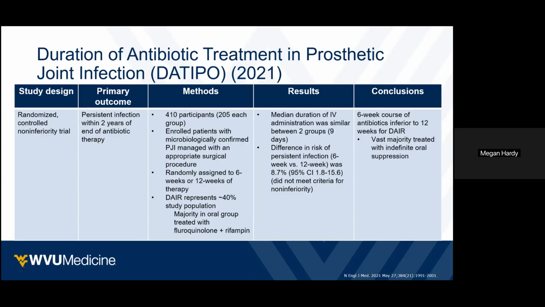And the difference in risk of persistent infection, 6 versus 12 weeks, was 8.7%. So this did not meet the criteria for non-inferiority. So essentially, the study concluded that a 6-week course of antibiotics was inferior to 12 weeks for DARE. Vast majority treated with indefinite oral suppression here too. So once again, this representing the duration of suppressive therapy.